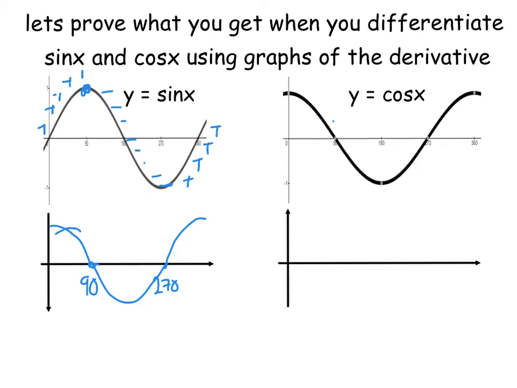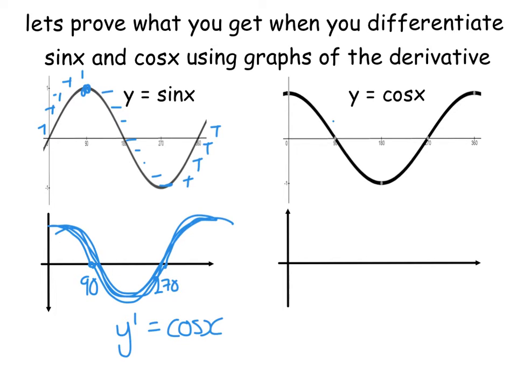Now, it's not the best diagram, but what kind of shape is that? It's your hammock shape, isn't it? It's your cosy corner, so that becomes cos x. So the differentiated graph, y dashed, is cos x.